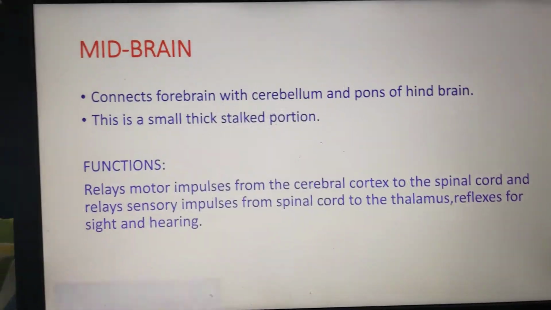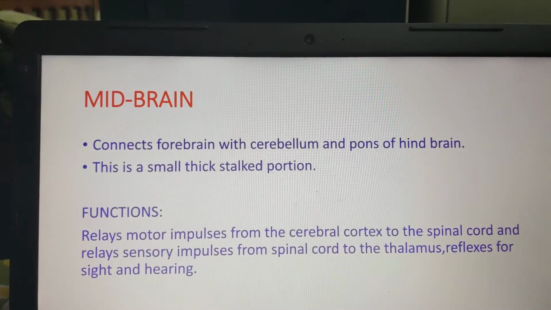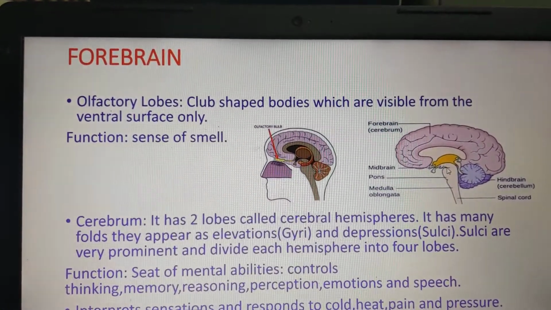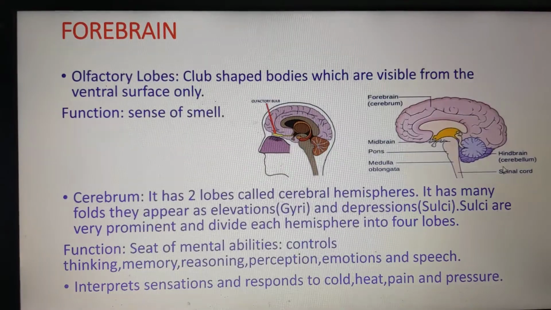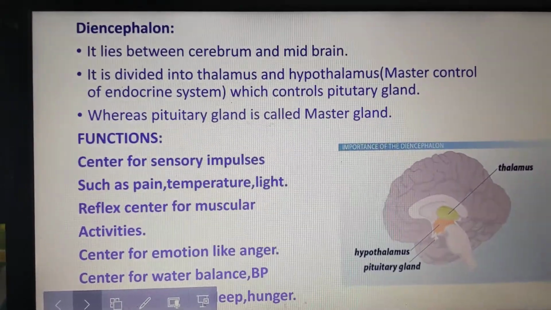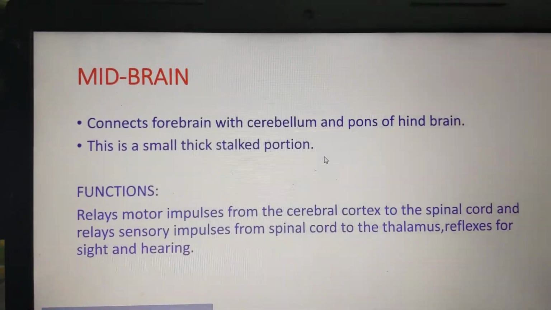Now coming to midbrain. So midbrain connects the forebrain with the cerebellum and pons of the hindbrain. So midbrain connects forebrain and cerebellum with hindbrain. So midbrain is between both of them. It is a small thick stalk portion.